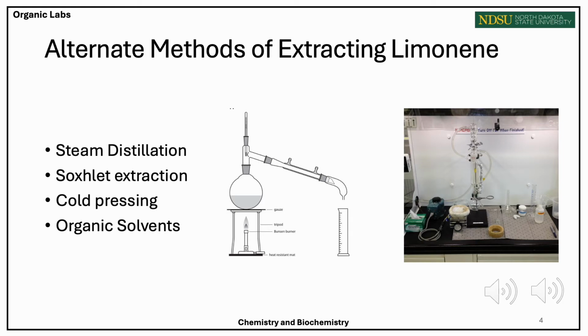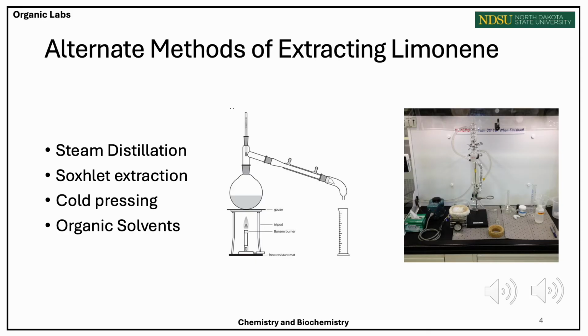Then there's a Soxhlet extraction, which is seen here on the right. This involves filling a fiber thimble with orange zest and then using isopropyl acetate as the extraction solvent. Then there is cold pressing. This can be used to extract the limonene from orange peels as well by heating them up in hot water and then pressing the oil out of them.